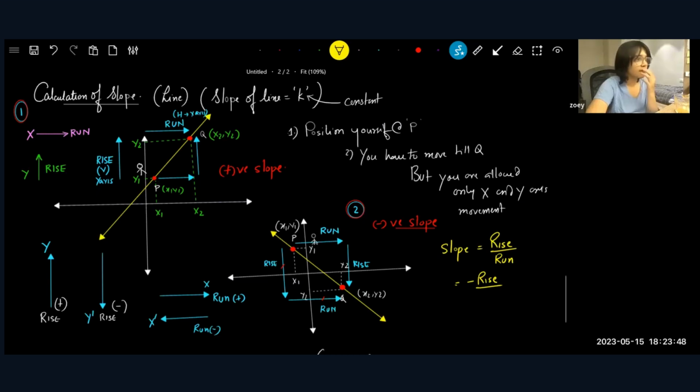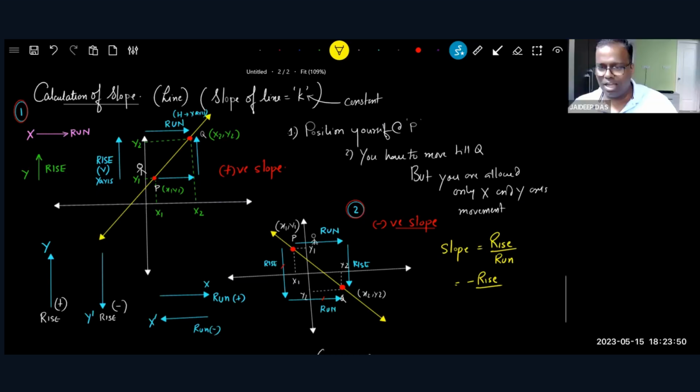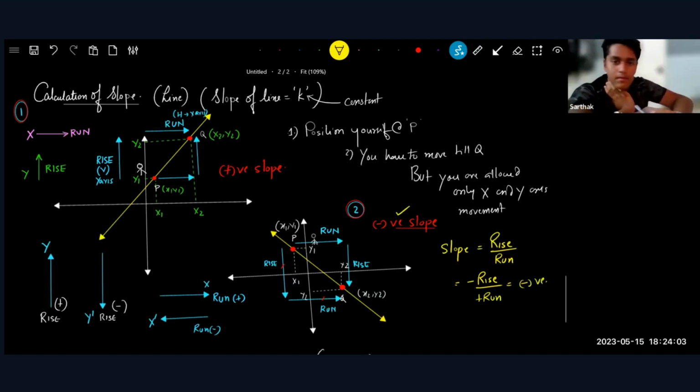Oh, I thought you were asking about the first. No, I'll ask that. I know where you're coming from and I'll ask that. Our rise is negative out here. Do you agree? In case number 2, rise is negative, but run is positive. So what will this answer come? This answer will come negative. So we have tallied. Correct है हम लोग.